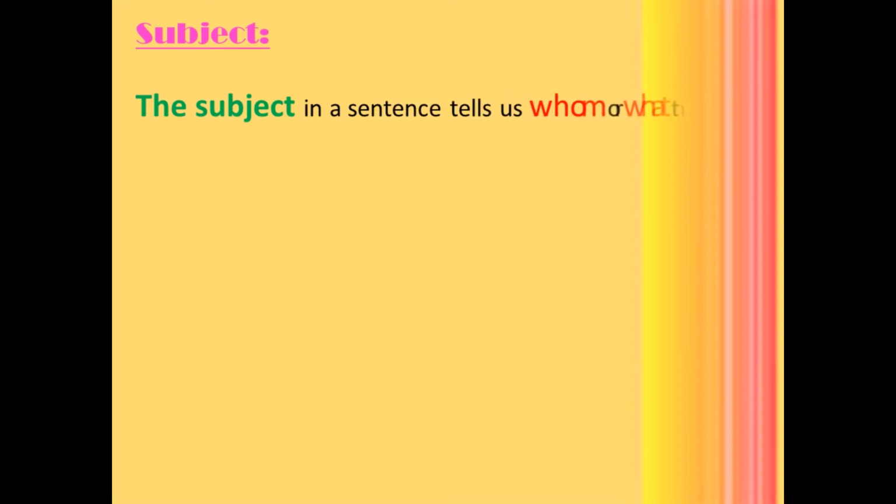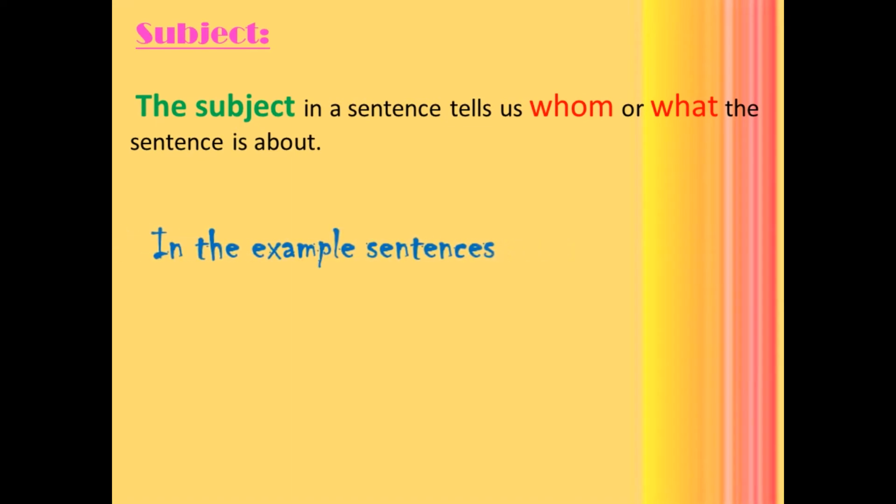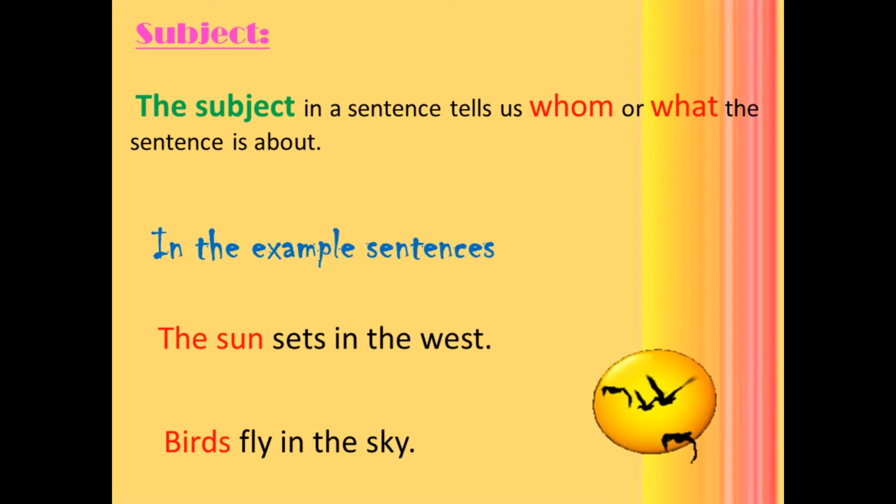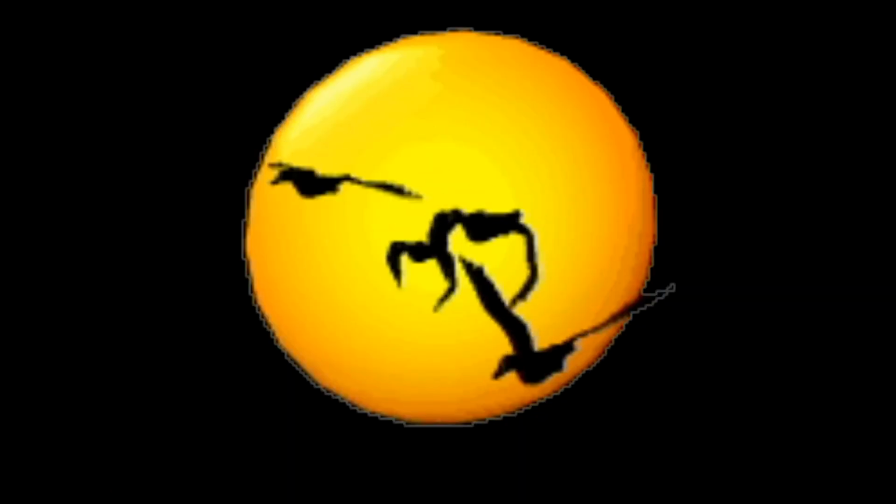Now, let us learn about subject. The subject, that is the naming part in a sentence, tells us whom or what the sentence is about. In the first example sentence, the sun sets in the west, the sun is the subject because it answers the question what? What sets in the west? The answer is the sun. In the next example sentence, birds fly in the sky, birds is the subject as it answers the question what?